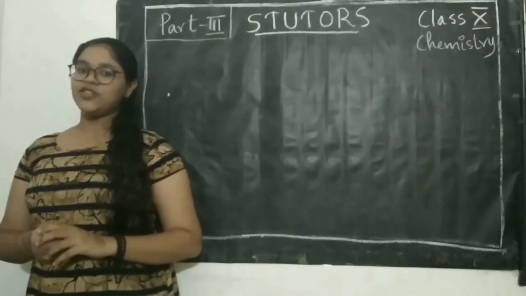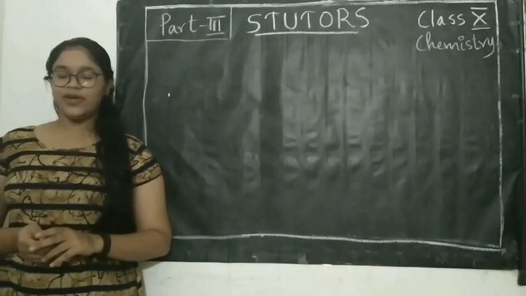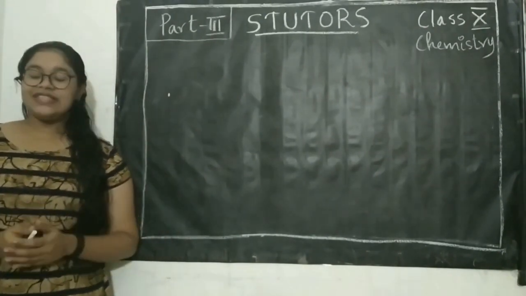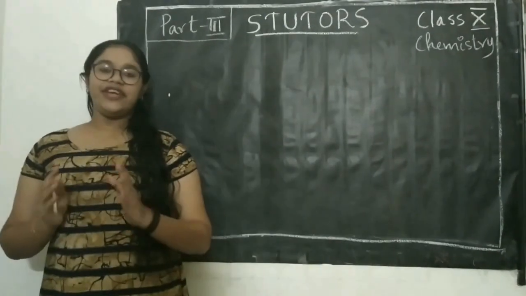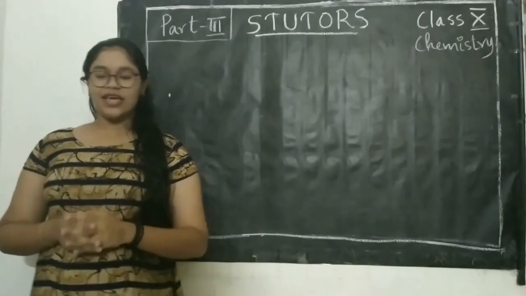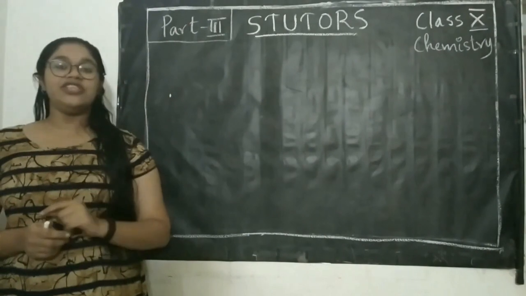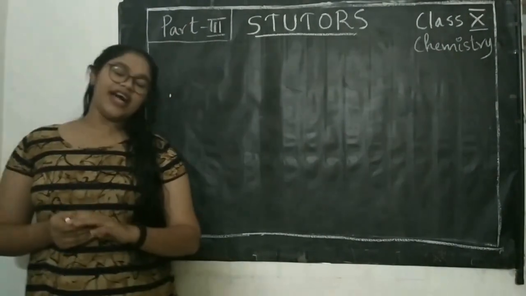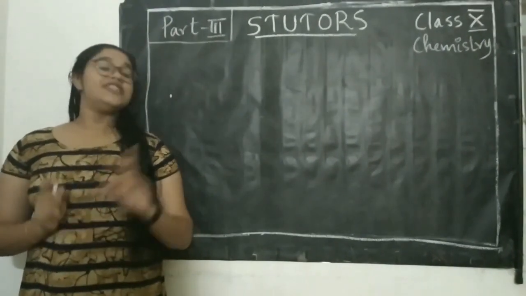Of class 10 chemistry topic, chemical reactions and equations. So in the first session, we learned just the introduction of the chapter. In the second session, we learned how to balance a chemical equation. In the third session, we are going to learn the different types of chemical reactions. So let's move on to that.